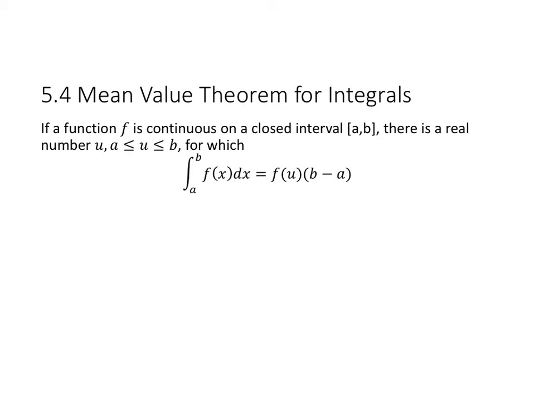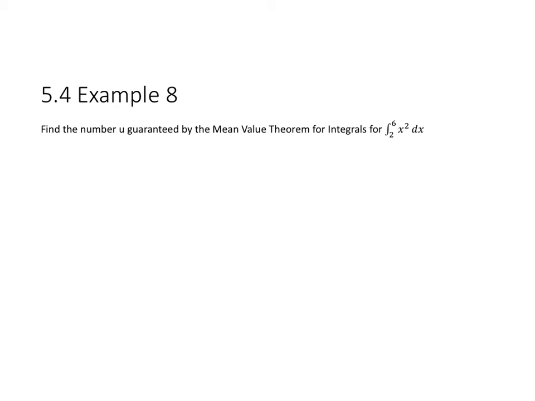which is very similar to how we saw it happen in the derivative side. All right, so let's take a look at this. So we know by our mean value theorem that if we're going to go from 2 to 6 of x squared dx, then there's some f of u between 2 and 6 such that the integral equals f of u times 6 minus 2. All right, so let's do that.